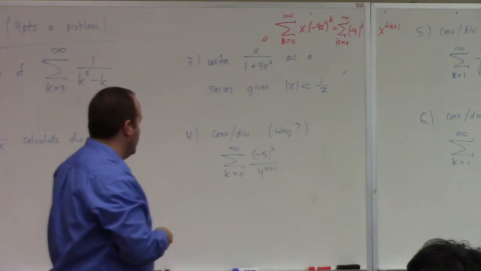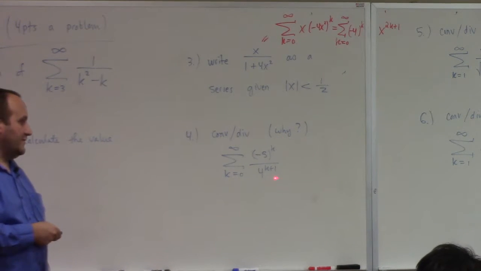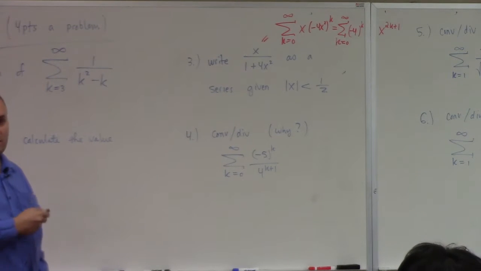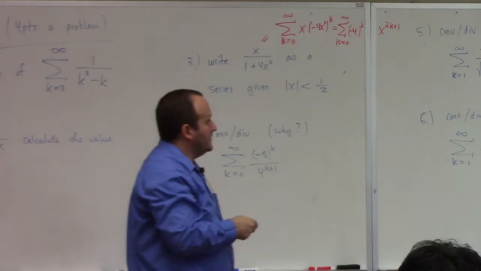This one here diverges by the kth term test because (minus 5)^k over 4^k plus 1 diverges as k goes to infinity, does not go to 0. So this diverges by the kth term test.